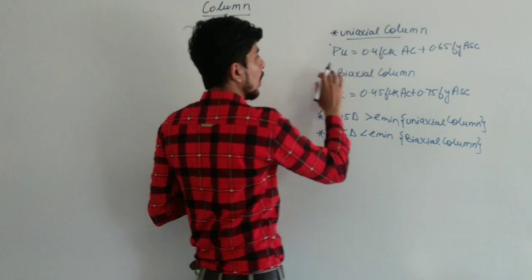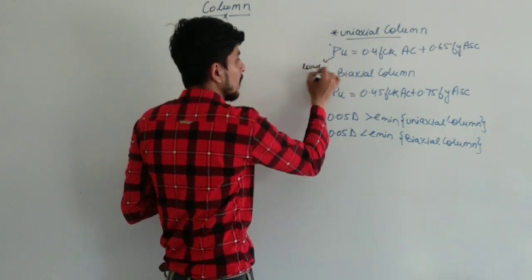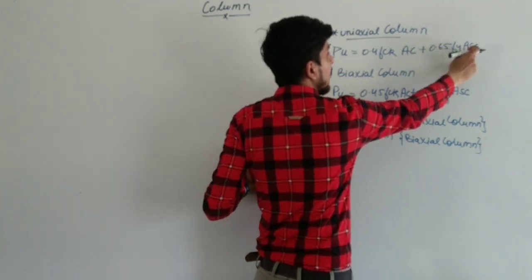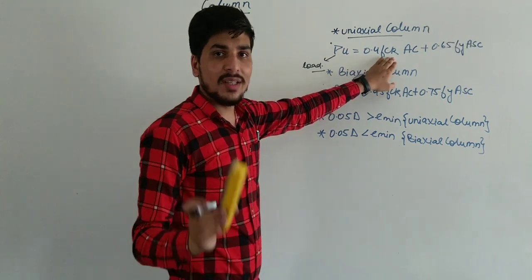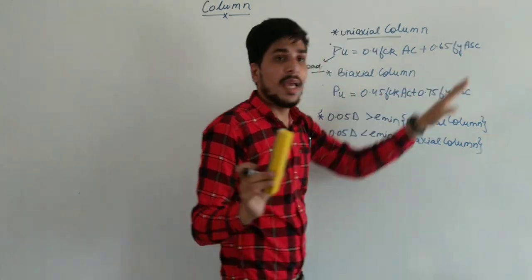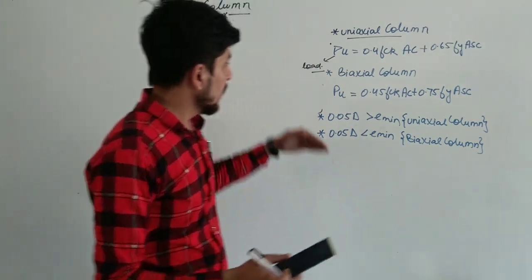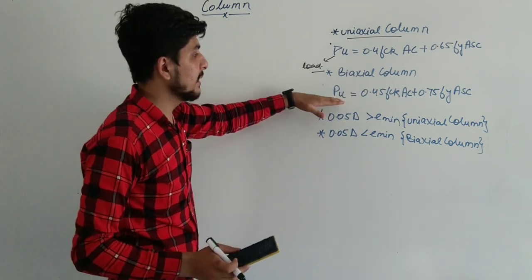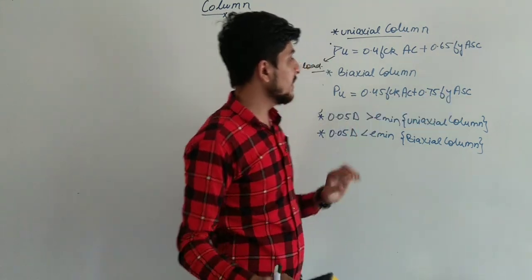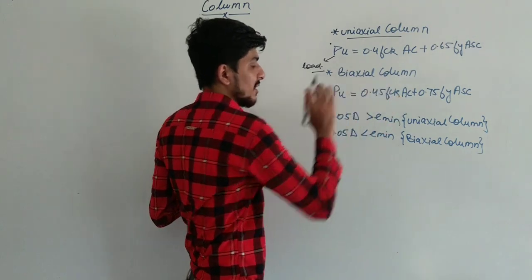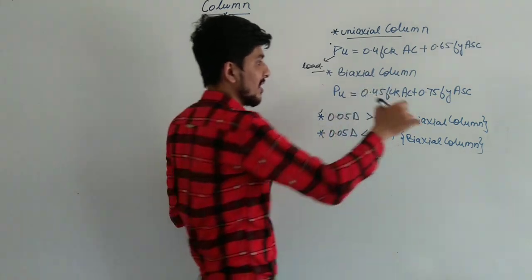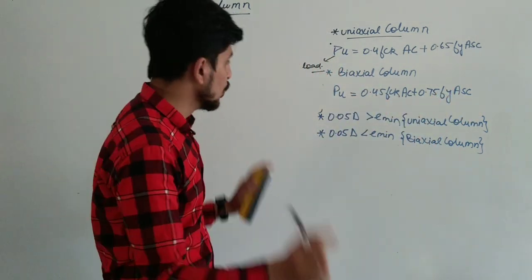So the formula for the uniaxial column is PU, where PU is the load of the column. PU equals 0.4 FCK AC plus 0.65 Fy ASC. FCK is the characteristic strength of concrete, AC is the area of concrete, Fy is the characteristic strength of steel, and ASC is the area of steel bar in the compressive zone. Now the formula for the biaxial column is PU equals 0.45 FCK AC plus 0.75 Fy ASC. The same thing applies: FCK is the characteristic strength of concrete, AC is the area of concrete, Fy is the characteristic strength of steel, and ASC is the area of steel in the compression zone.